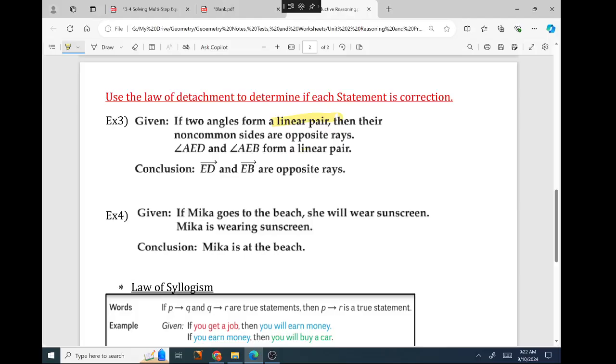Then what's true? Their non-common sides form opposite rays. Is that what we're saying? Yes, there we go. Is that a valid conclusion? Yes.